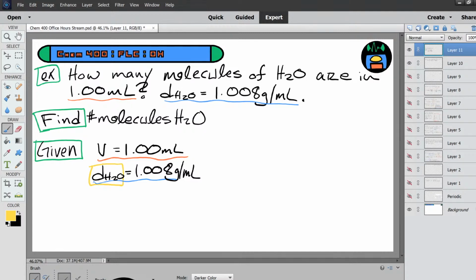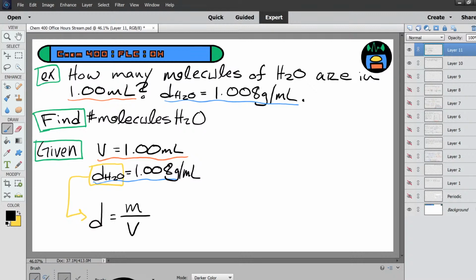There's another piece of information here, and that is density. There's an equation for calculating density. Anytime you're given a quantity that corresponds to a mathematical equation, you need to write that equation down under your given information, because that equation will be critical to solving the problem. The equation for density is this. Density is equal to mass over volume.